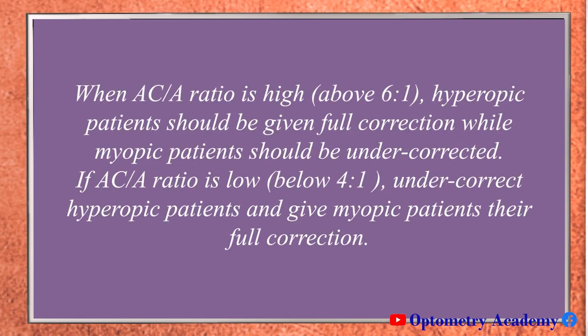When AC by A ratio is high, hyperopic patients should be given full correction while myopic patients should be undercorrected. If AC by A ratio is low, undercorrect hyperopic patient and give myopic patient their full correction.